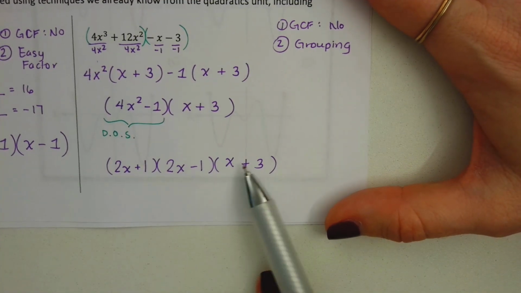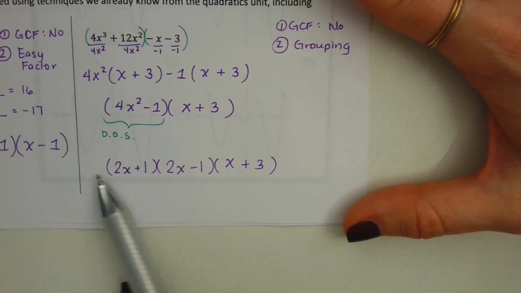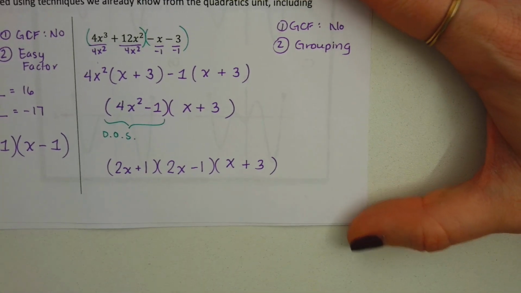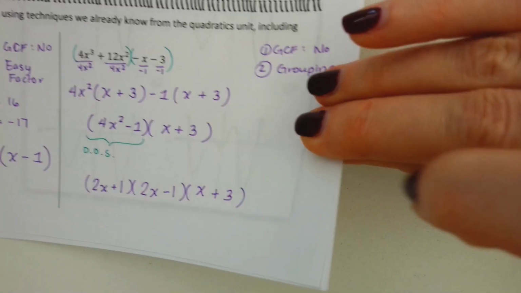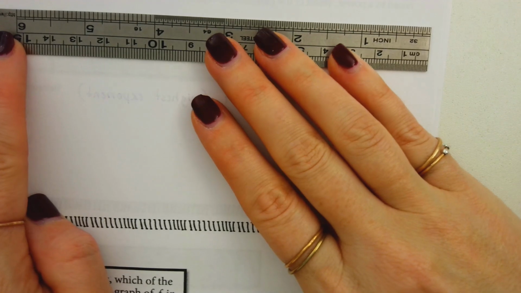And double checking, I don't have any more squares, so that's how I can tell it's definitely not going to factor anymore. All of these are just little linear factors now. All right. Let's try. We've got a bunch of different factoring methods to try now.